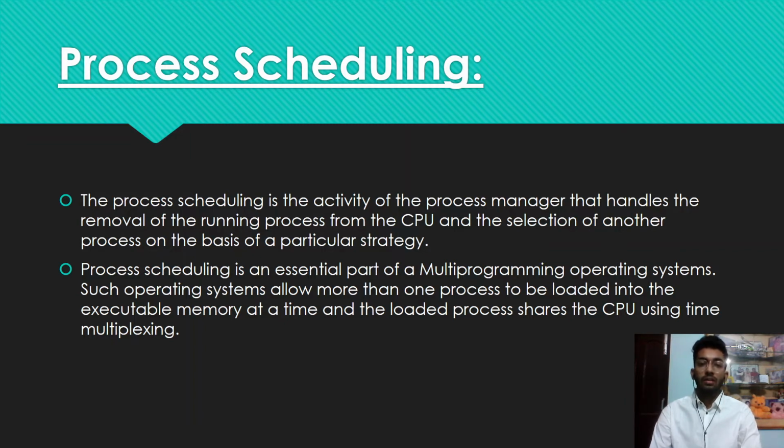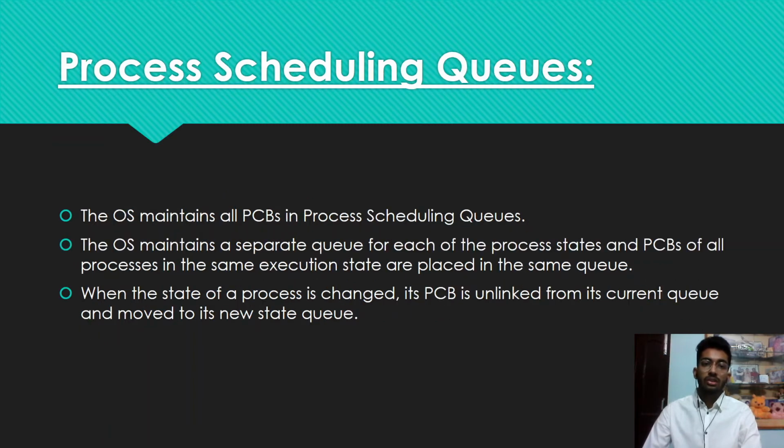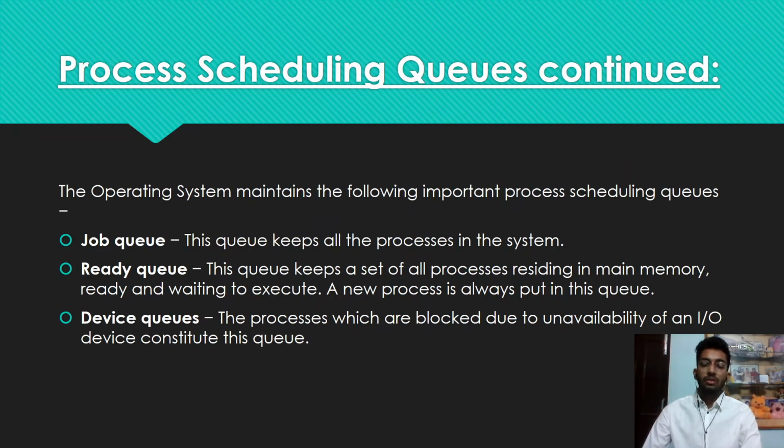So now let's see the next topic, process scheduling queues. In scheduling, we maintain different queues for the different states of the processes, and in the queues the PCBs of the processes are stored. When the state of a process changes, the process is moved from one queue to another queue. There are primarily three types of queues: job queue, ready queue and device queue. All the processes which are new are placed in the job queue. The ready queue is the place where we store all the processes which are ready for execution. All the processes which are waiting for some input output operation are stored in the device queue.